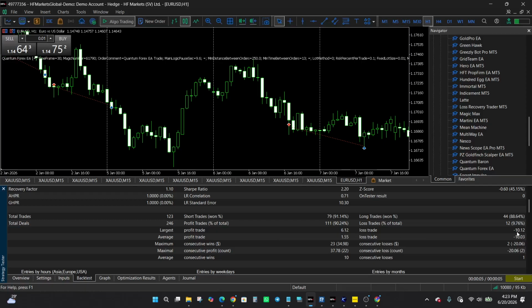Largest loss was $10.12. Average profit $1.55. Average loss $10.03. So that means that the risk to reward ratio is very bad. You can see the difference between the average profit and the average loss is quite significant.